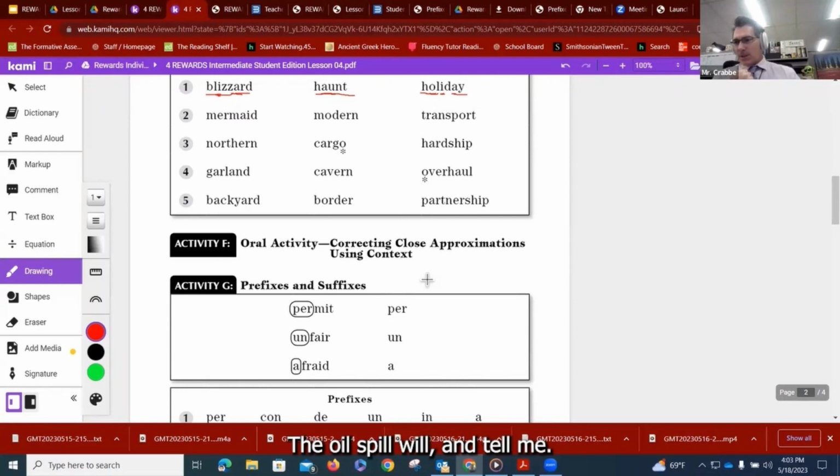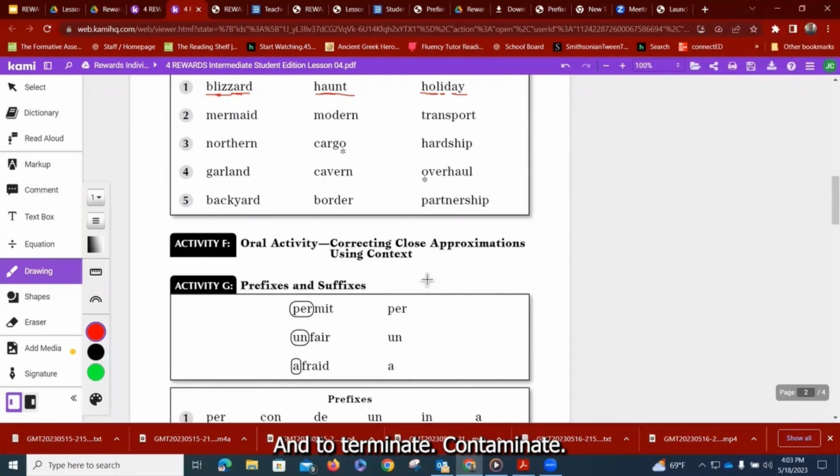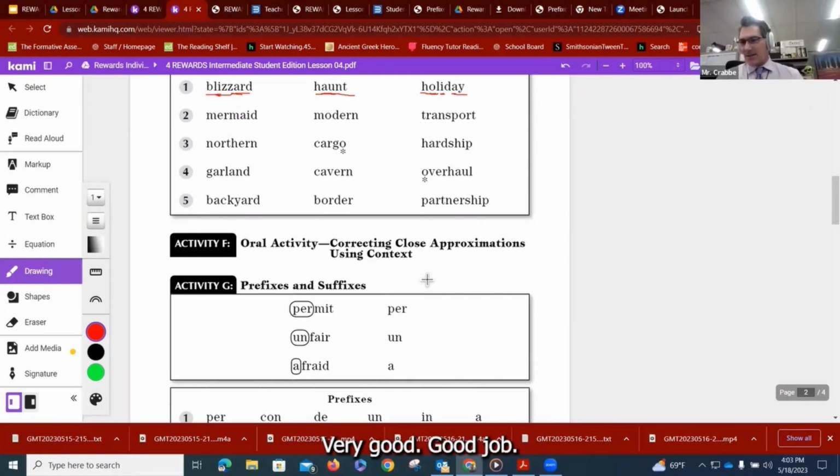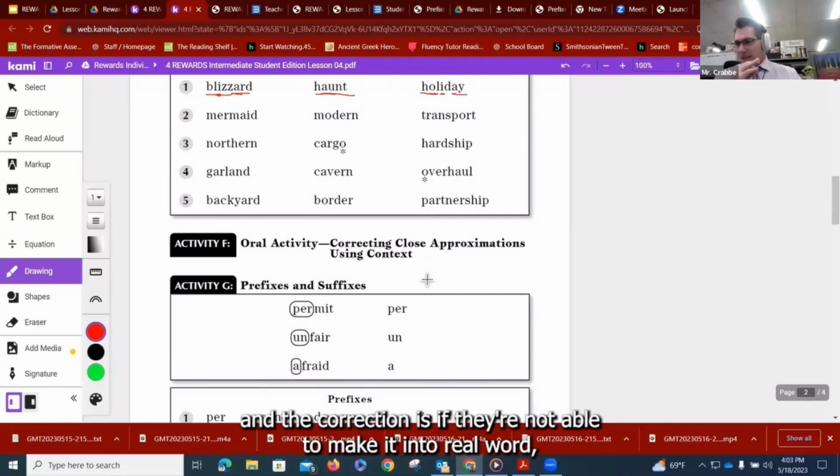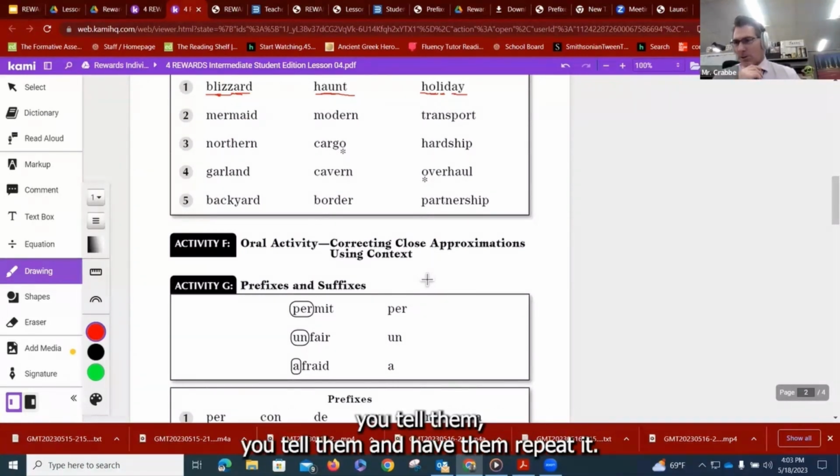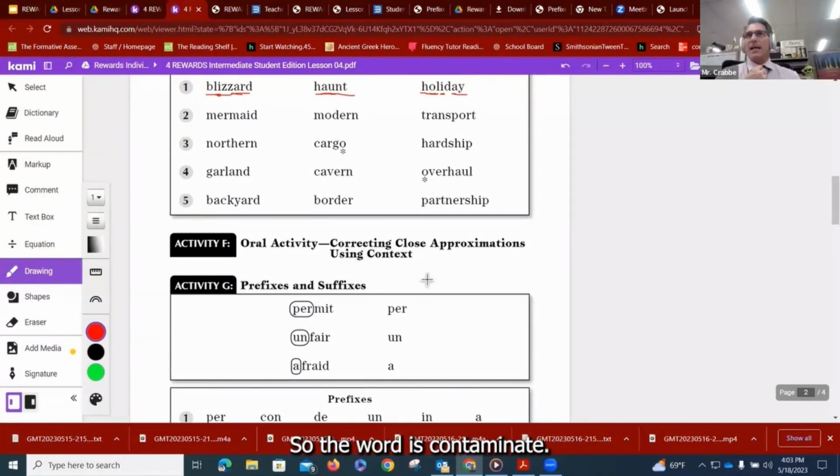The oil spill will contaminate the ocean. What would make it into a real word? What should the word be? Contaminate. Very good. Good job. And the correction is, if they're not able to make it into a real word, you tell them and have them repeat it. So the word is contaminate.